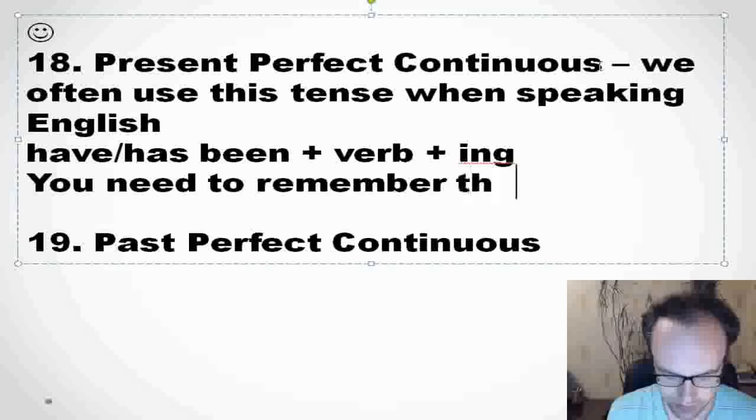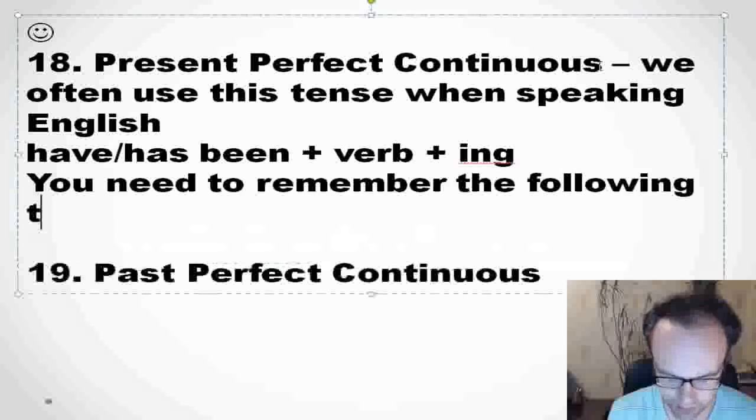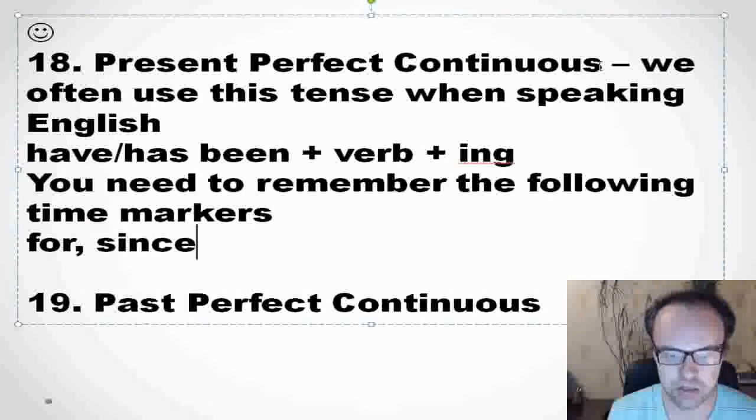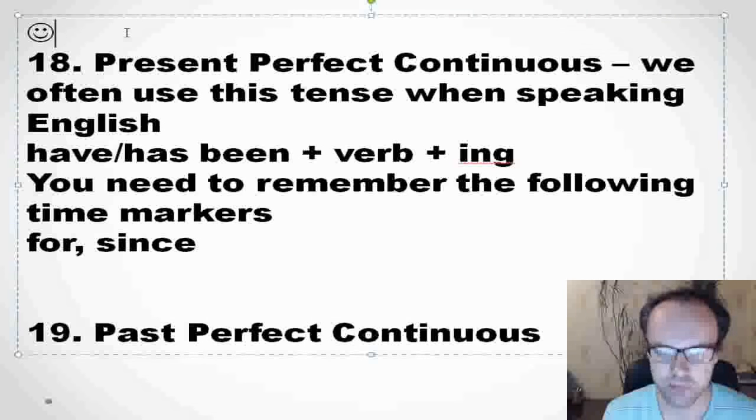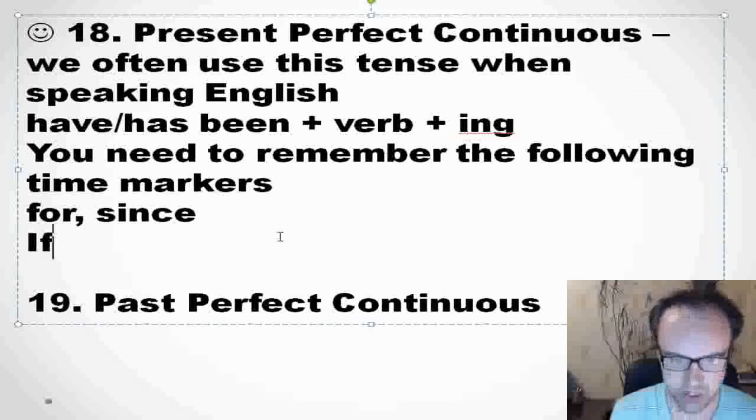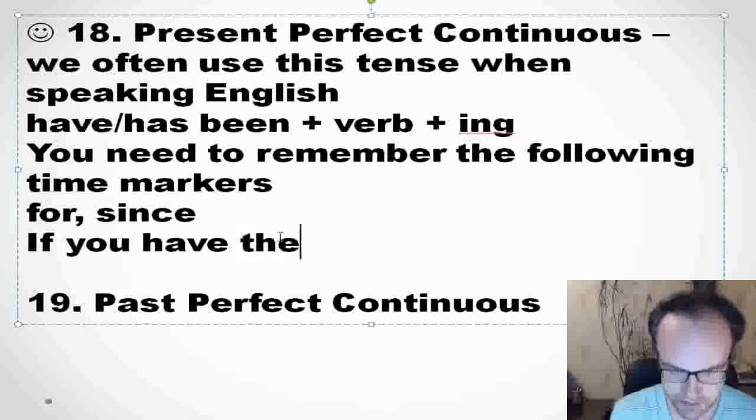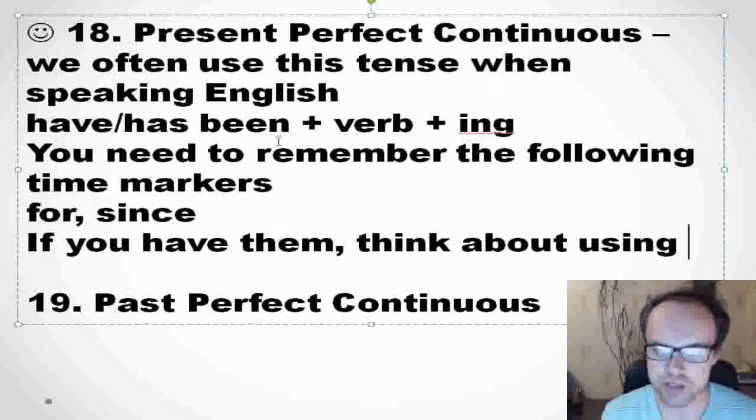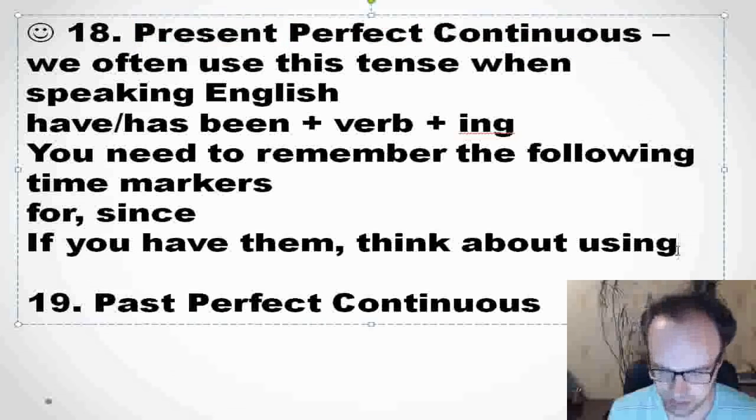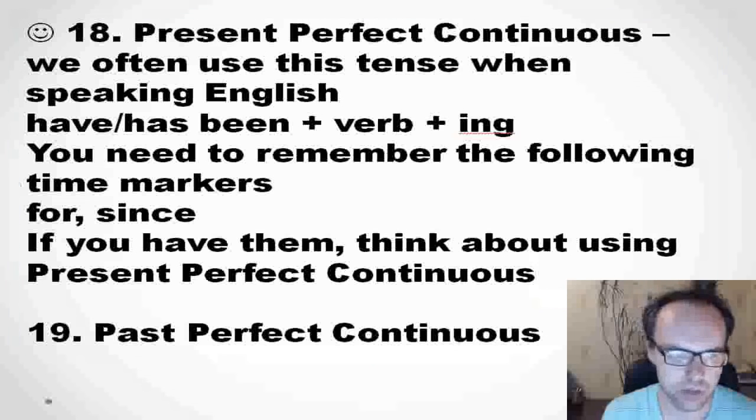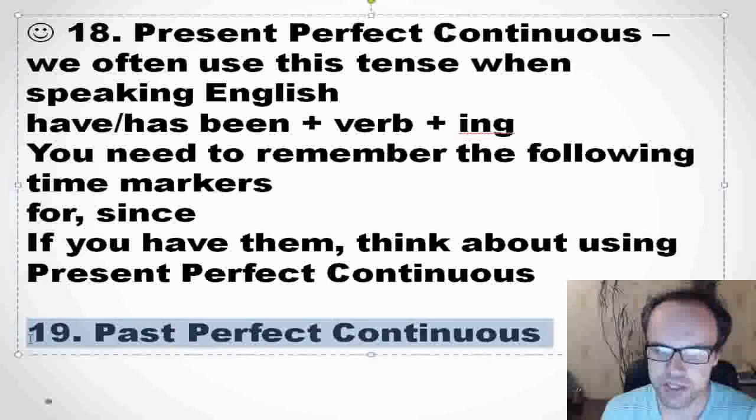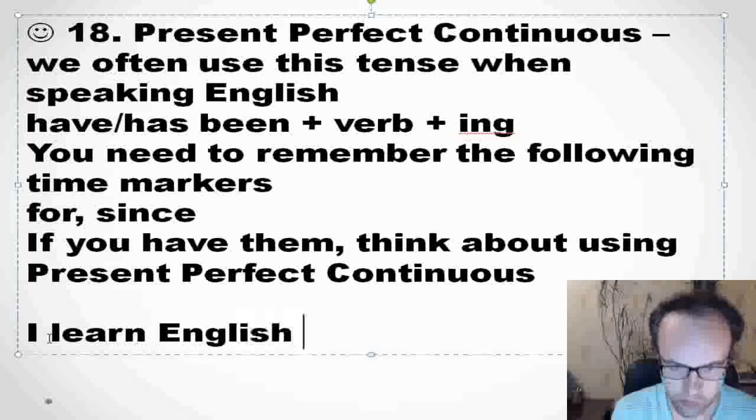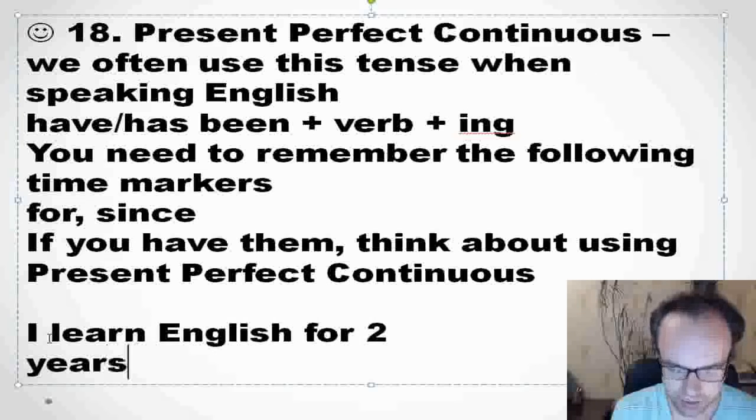You need to remember the following time markers: for and since. If you have them, think about using present perfect continuous. Look, many students say, "I learn English for 2 years." It isn't right.